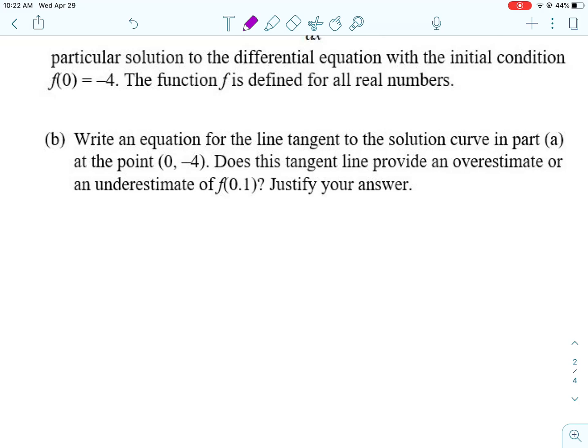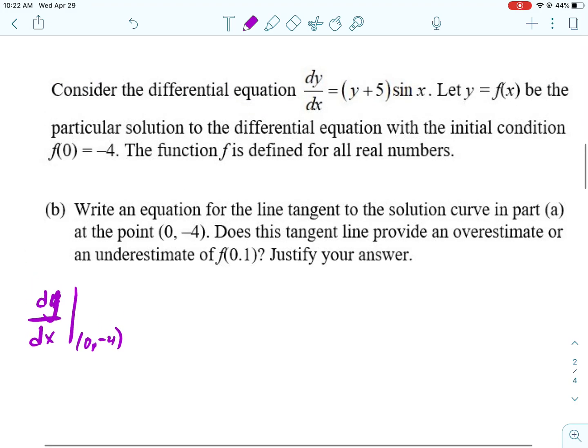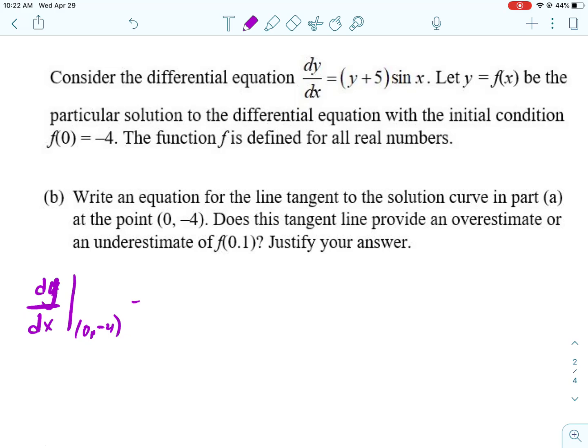Okay, so now for B, we're going to write an equation for the tangent line of the solution curve in part A at the point 0, -4, and then we're going to determine if this tangent line is an overestimate of f of 0.1, and then we're going to justify our answer.